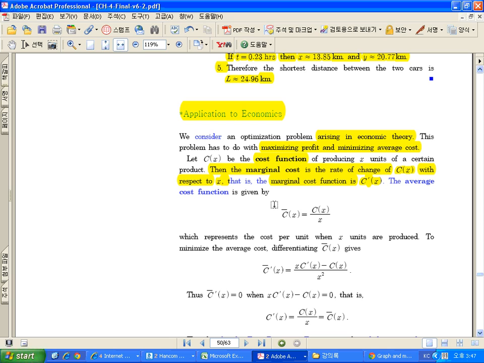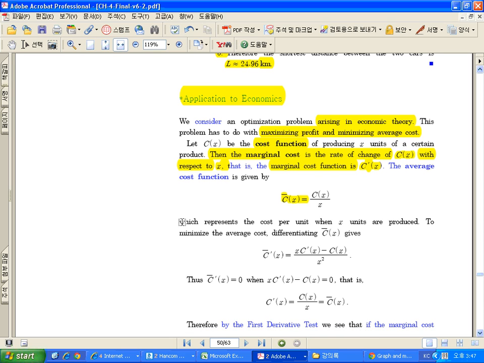Okay, the average cost function is this. This is all cost divided by the number of the product. Then we have an average cost. We represent the cost per unit when X units are produced. To find the minimum average cost, differentiate C bar of X, which is this.